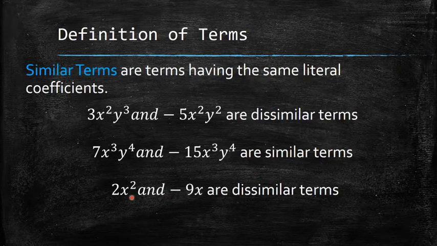Now, let us have another example. We have here 2x squared and negative 9x. They are dissimilar terms because they have different literal coefficients. For the first one, we have x squared as the literal coefficient, and for the second one, we have x as the literal coefficient. So they do not have the same literal coefficient. Therefore, these two terms are dissimilar.